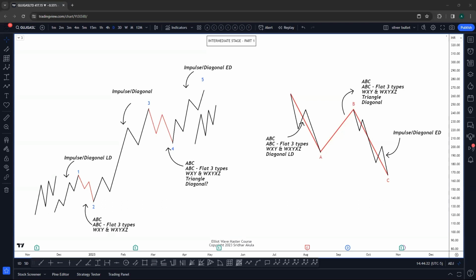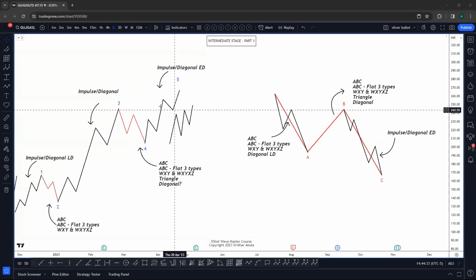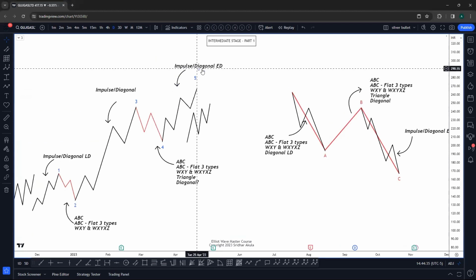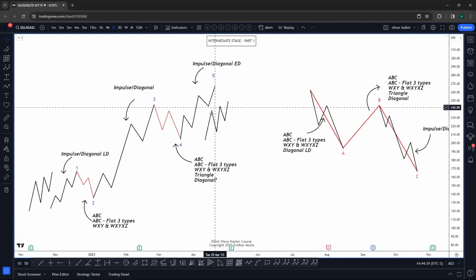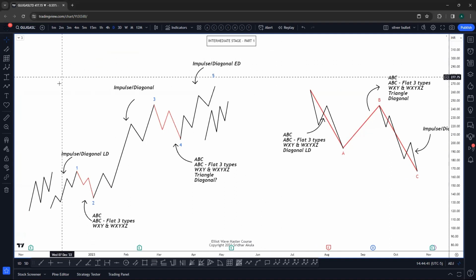My question to you: can wave 4 make a diagonal? If yes, please type in the comments yes. If no, please type in the comments no. It does not matter if you're right or wrong, you are learning. So if you know the answer, try it out. Impulse wave 5 can be a diagonal, an ED. What is this? Ending diagonal. Okay, we know that these are the different types of waves within a wave.